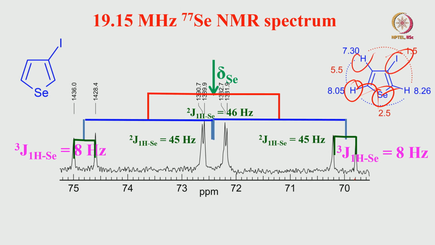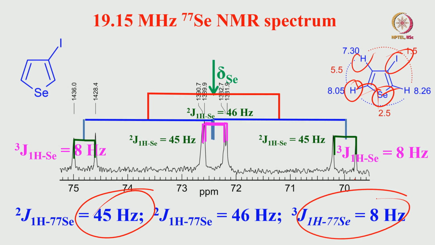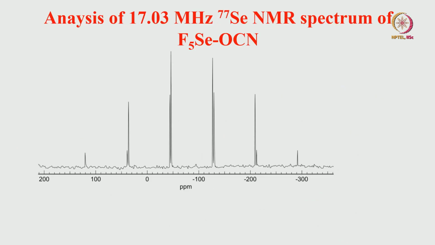3-bond selenium-proton coupling. This is 1 doublet. You see, 1 doublet, 1 doublet, 1 doublet. Each of these 4 lines is split into a further doublet. So it is going to be a doublet of doublets of doublets, DDD, we are going to get. And this is the pattern you are going to get. From the separation, you can measure the 1-bond selenium-proton coupling and the 3-bond selenium-proton coupling.